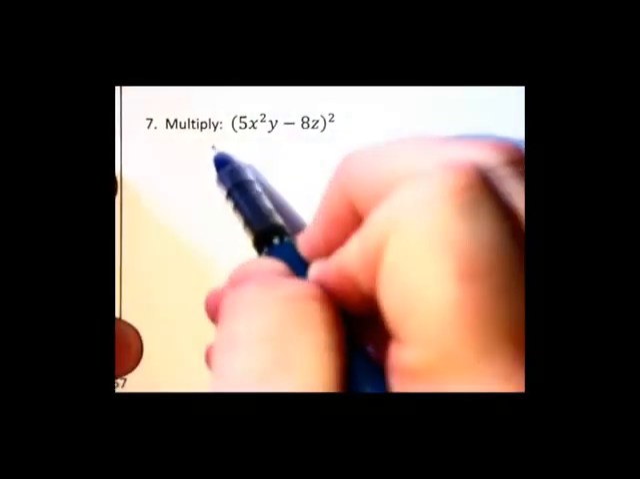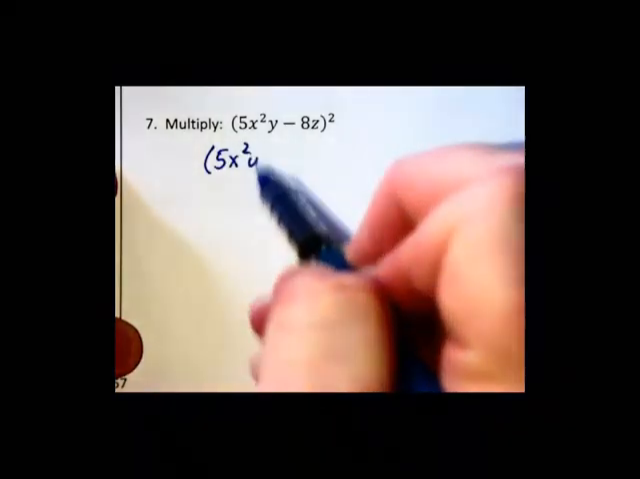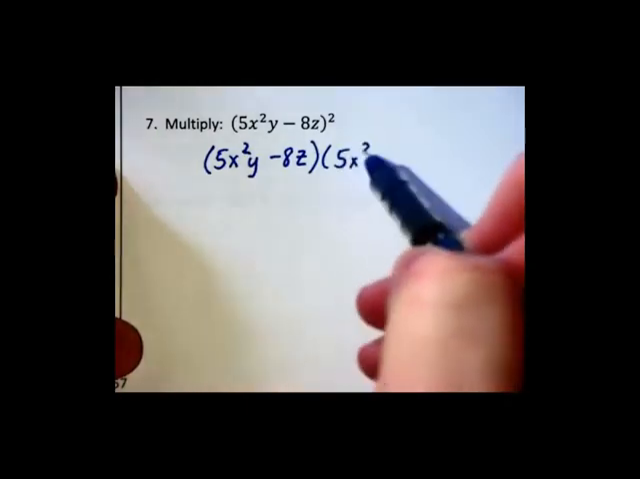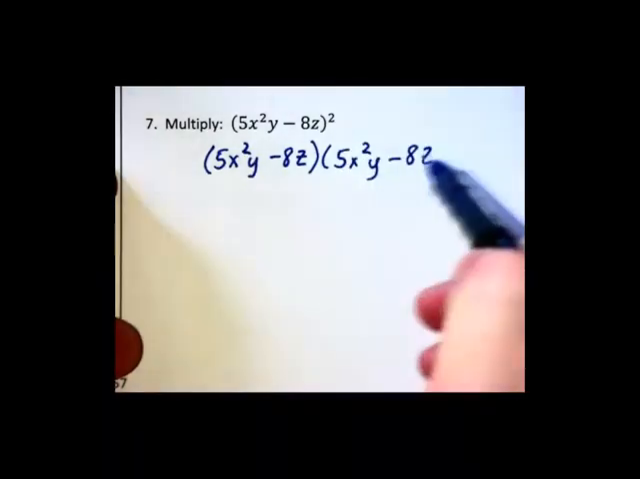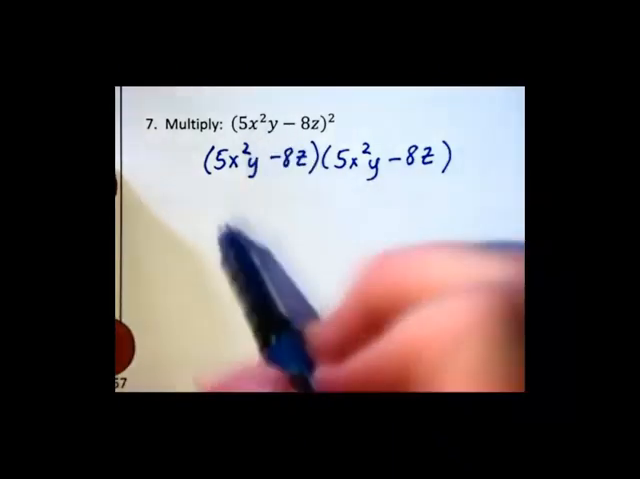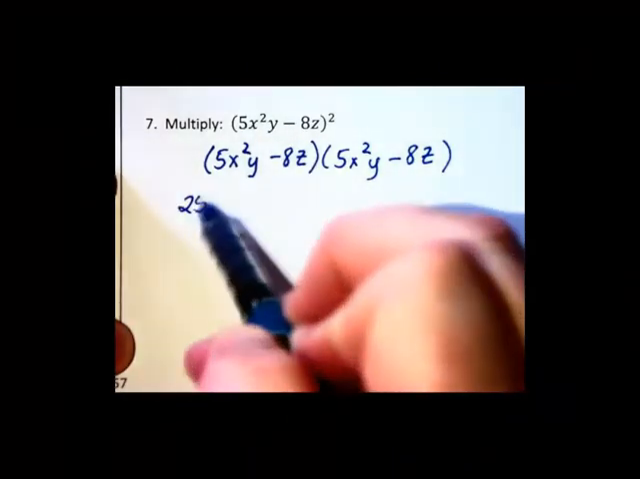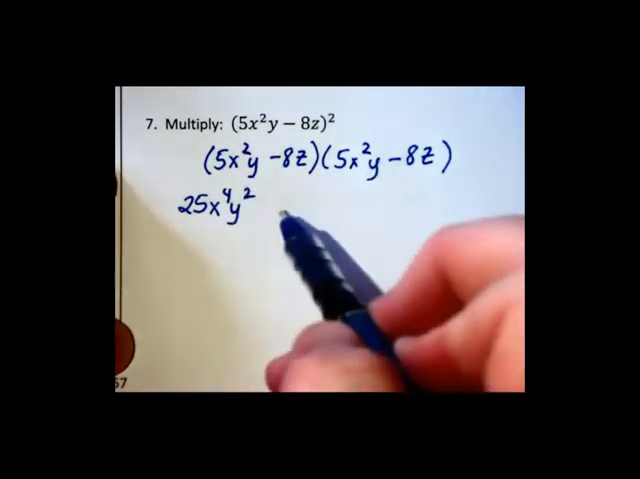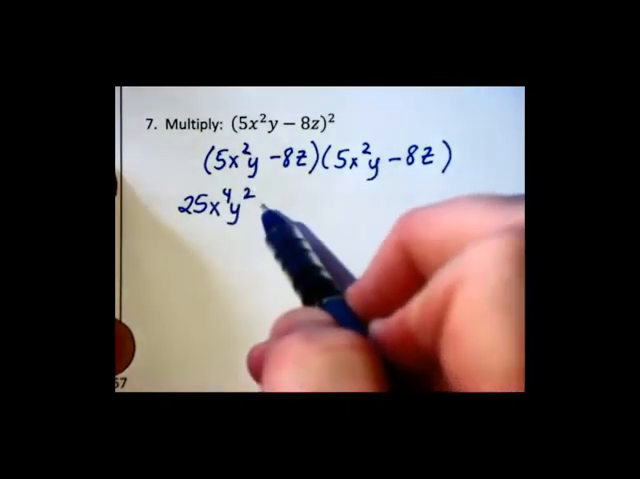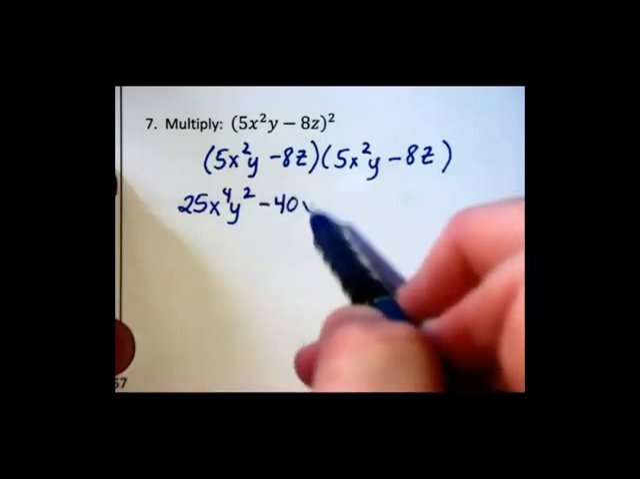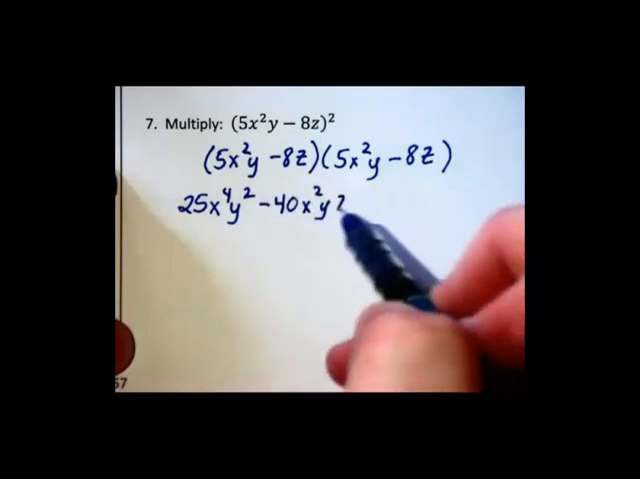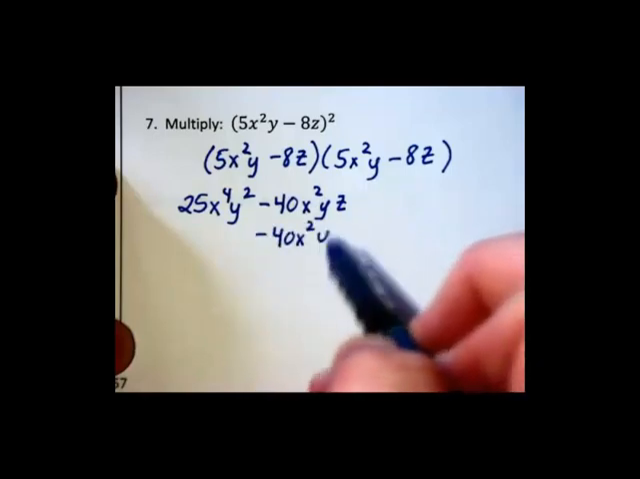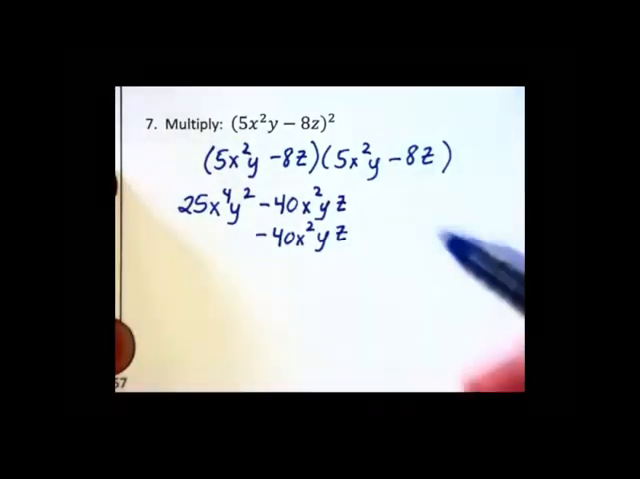For problem number 7, do not square across that minus sign. This is a FOIL problem. 5x squared y minus the 8z times itself again. 5x squared y minus 8z. The first term of that FOIL will give us 25x to the fourth y squared. The outer term of FOIL will be a minus 40x squared yz. We notice we're going to get another minus 40x squared yz coming from the inner terms of FOIL.